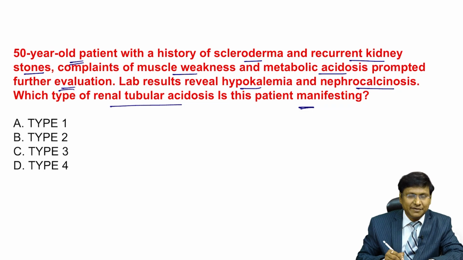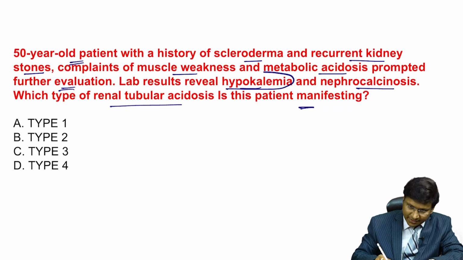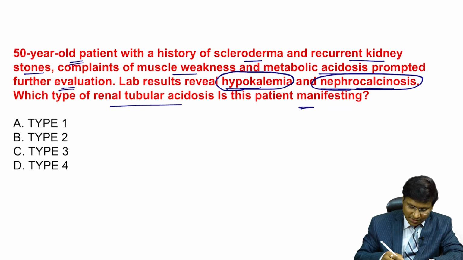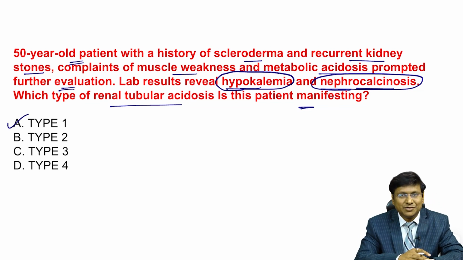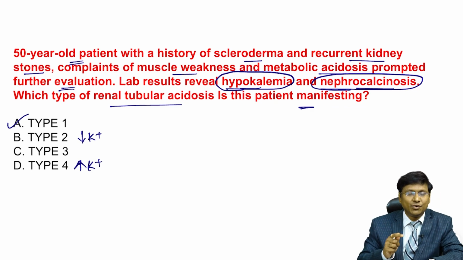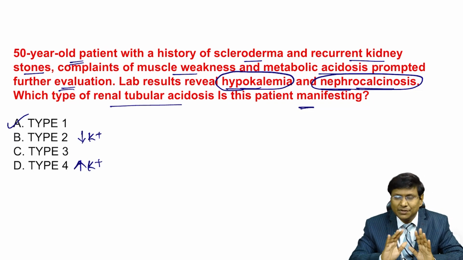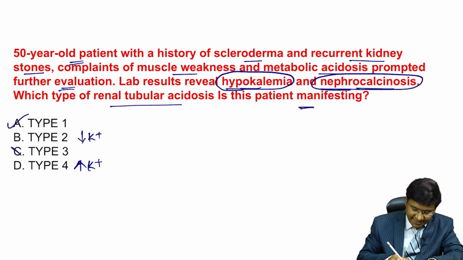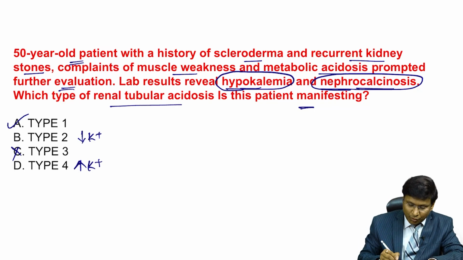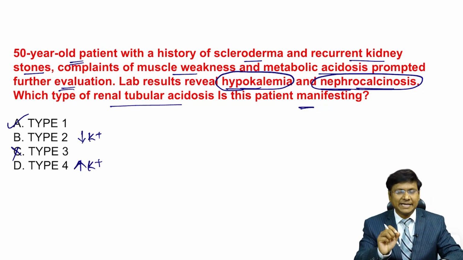So this particular individual is having two important abnormalities. One is hypokalemia, the other one is nephrocalcinosis. These two are the features of type 1 renal tubular acidosis. Whereas in type 2 you will have hypokalemia, and in type 4 you will have hyperkalemia, but in both type 2 and type 4 you will not have renal stone formation. Type 3 is very rare or does not exist at all. So the pointers suggestive of type 1 renal tubular acidosis are hypokalemia and nephrocalcinosis.